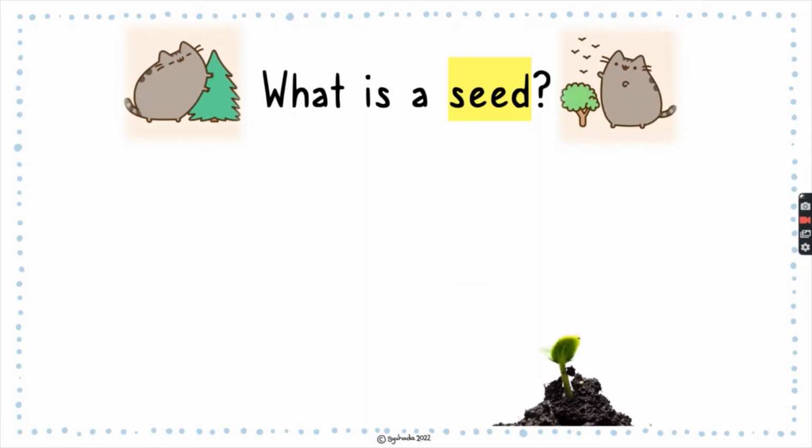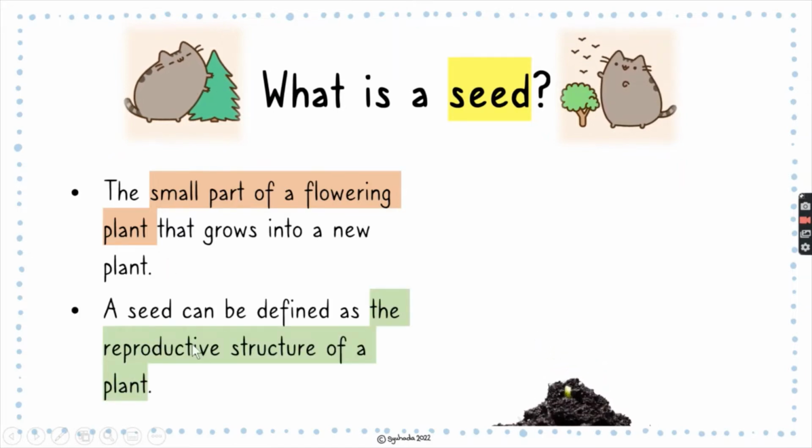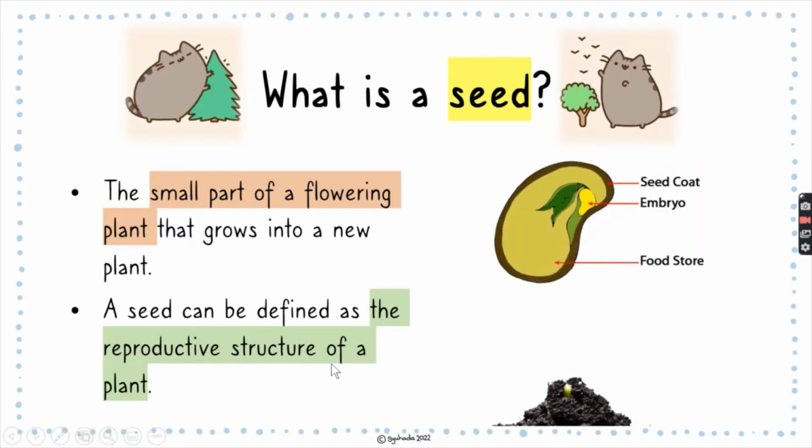We talked about spores and spore-bearing plants, and we also said there are seed-bearing plants. What is a seed then? The small part of a flowering plant that grows into a new plant is a seed, and a seed can be defined as the reproductive structure of a plant. This is an example of the structure of a seed, and you have covered this in year 8. The seed has a seed coat to cover and protect it, and you have the embryo that will develop into the adult plant. You have a leaf so that this embryo can make its own food.